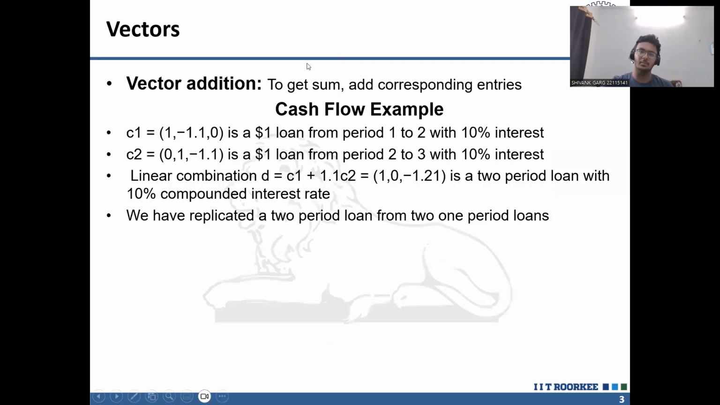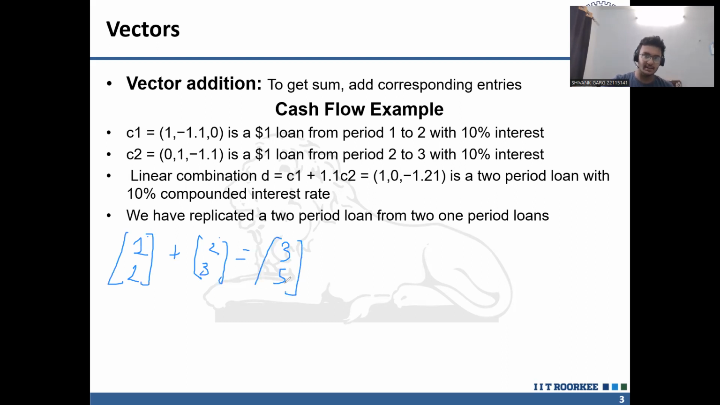So now we move to the next topic, which is vector addition. Basically, to get the sum, we add corresponding entries of the vectors. For example, consider this. This is the first vector. And now we have a second vector, which is 2 comma 3. Now to add the vectors, we can simply add their components. This is the resultant of the two vectors.